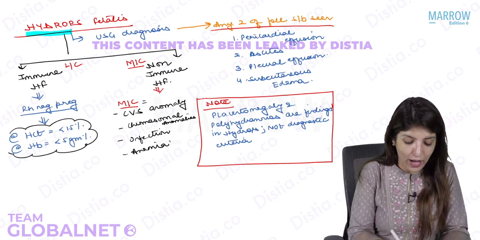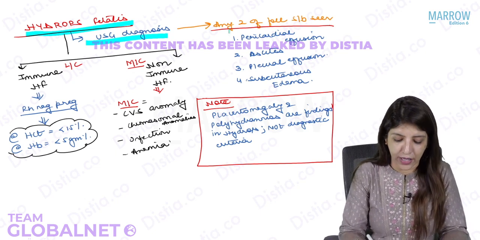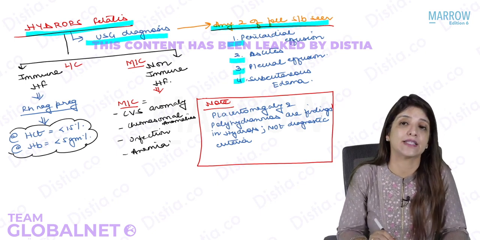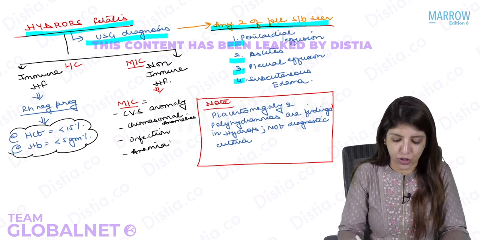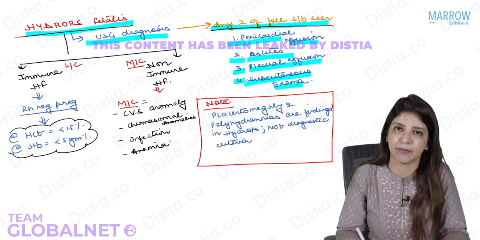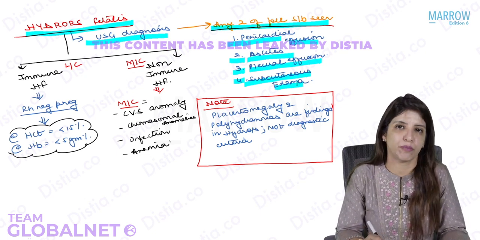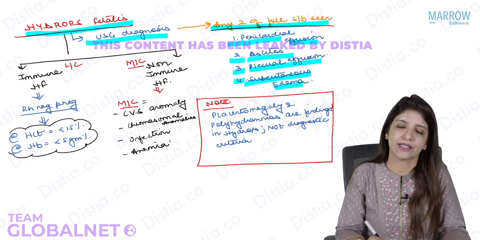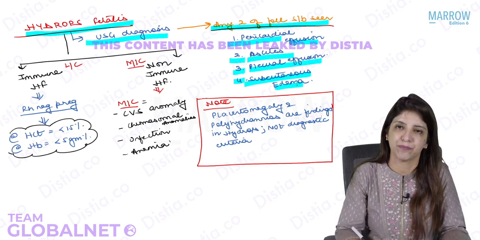Now, as I told you, hydrops fetalis is an ultrasound based diagnosis. On ultrasound, any two of the following four should be present to say that your fetus has hydrops fetalis. These are number 1, pericardial effusion, number 2, ascites, number 3, pleural effusion, and number 4, subcutaneous edema. Out of these 4, if any 2 or more than 2 are present, then we say that the fetus has developed hydrops fetalis. Hydrops fetalis happens due to severe anemia leading to heart failure, right?